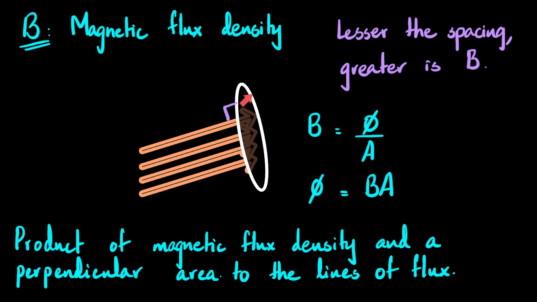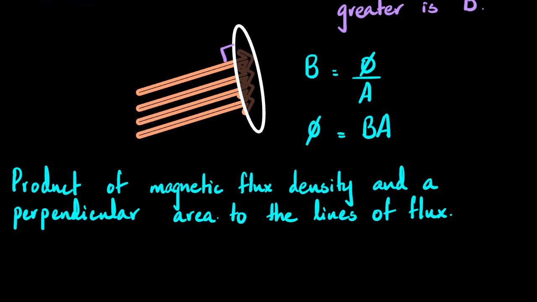So then magnetic flux, you can just think of this as the total number of magnetic field lines which are passing through some given area. So that's why it's the product, because magnetic flux density is the field lines passing per unit area. So you multiply by the area again to get the total number of field lines which are passing through here.